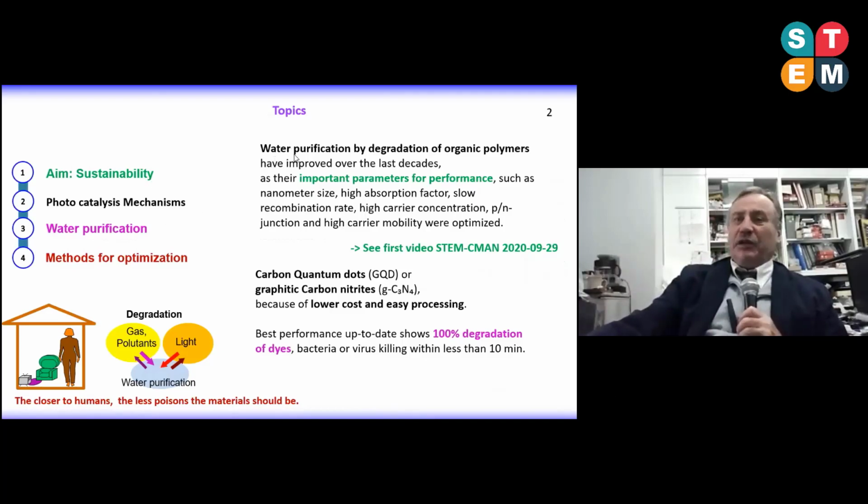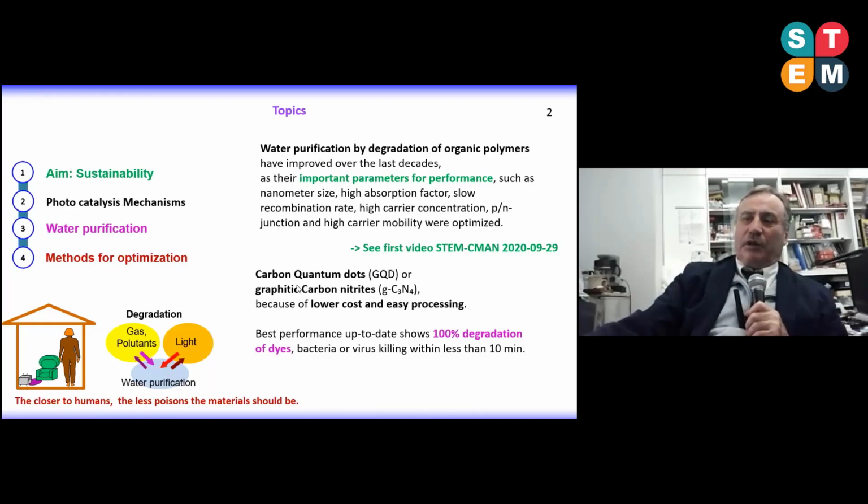From the abstract, water purification by degradation of organic polymers has improved over the last decades, with important parameters for performance such as nanometer size, high absorption factor, slow recombination rate, high carrier concentration, PN junction, and high carrier mobility. In September, we had the first carbon material nano symposium, and I don't want to repeat all the features from the first video, so please look at the first video if you want more insight into these parameters.